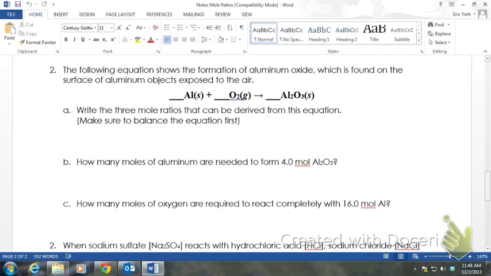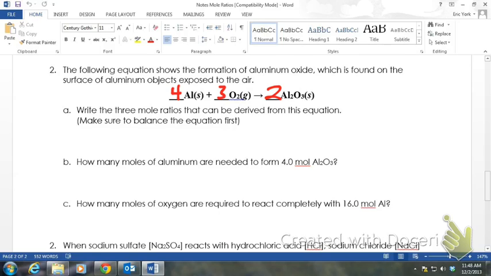Alright, for this problem right here, the first thing we need to do is balance the equation. We cannot solve any mole problems until we've balanced the equation. So I'm going to give you and your partner 1 minute to try to balance the equation. Go. What are the coefficients you get? Good. We get 4, 3, 2. So 4 aluminums react with 3 molecules of oxygen gas to form 2 Al2O3. Okay, so that's our balanced equation.